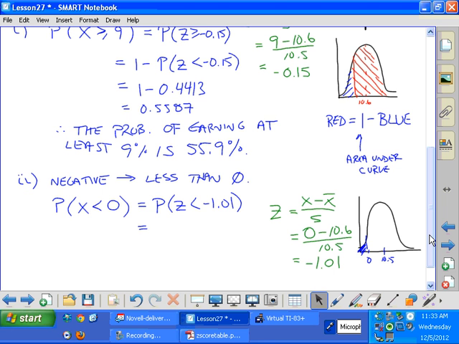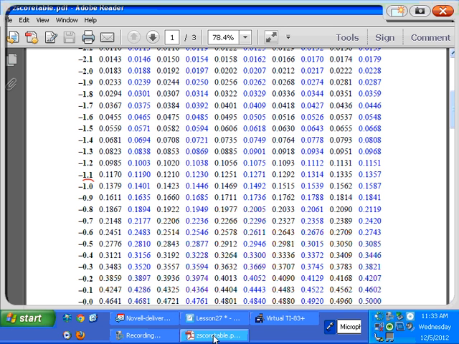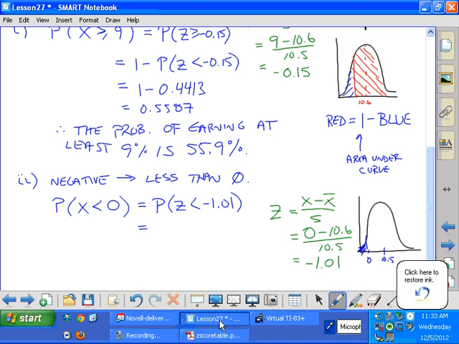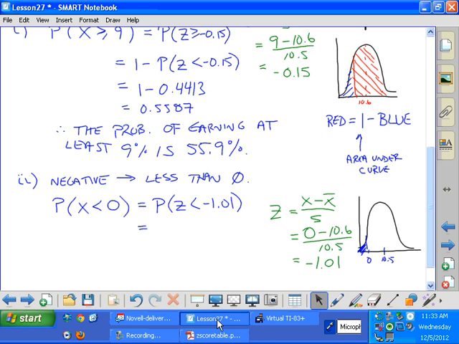So going back to our z-score chart, I want negative 1.01, and here's the negative 1. So this would be negative 1.00, negative 1.01. So there's the answer there, 0.1401. Now my memory, that's how long my memory will last for you. 0.1401.